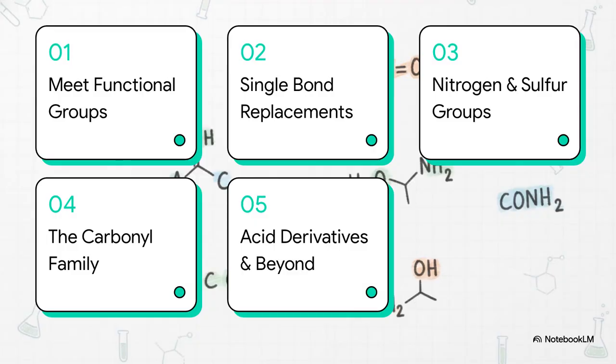Here's our roadmap for today. First, we'll meet the functional groups, then look at single bond replacements, followed by nitrogen and sulfur groups. After that, we'll tackle the carbonyl family, and finally wrap up with acid derivatives and beyond. Let's get straight to it.